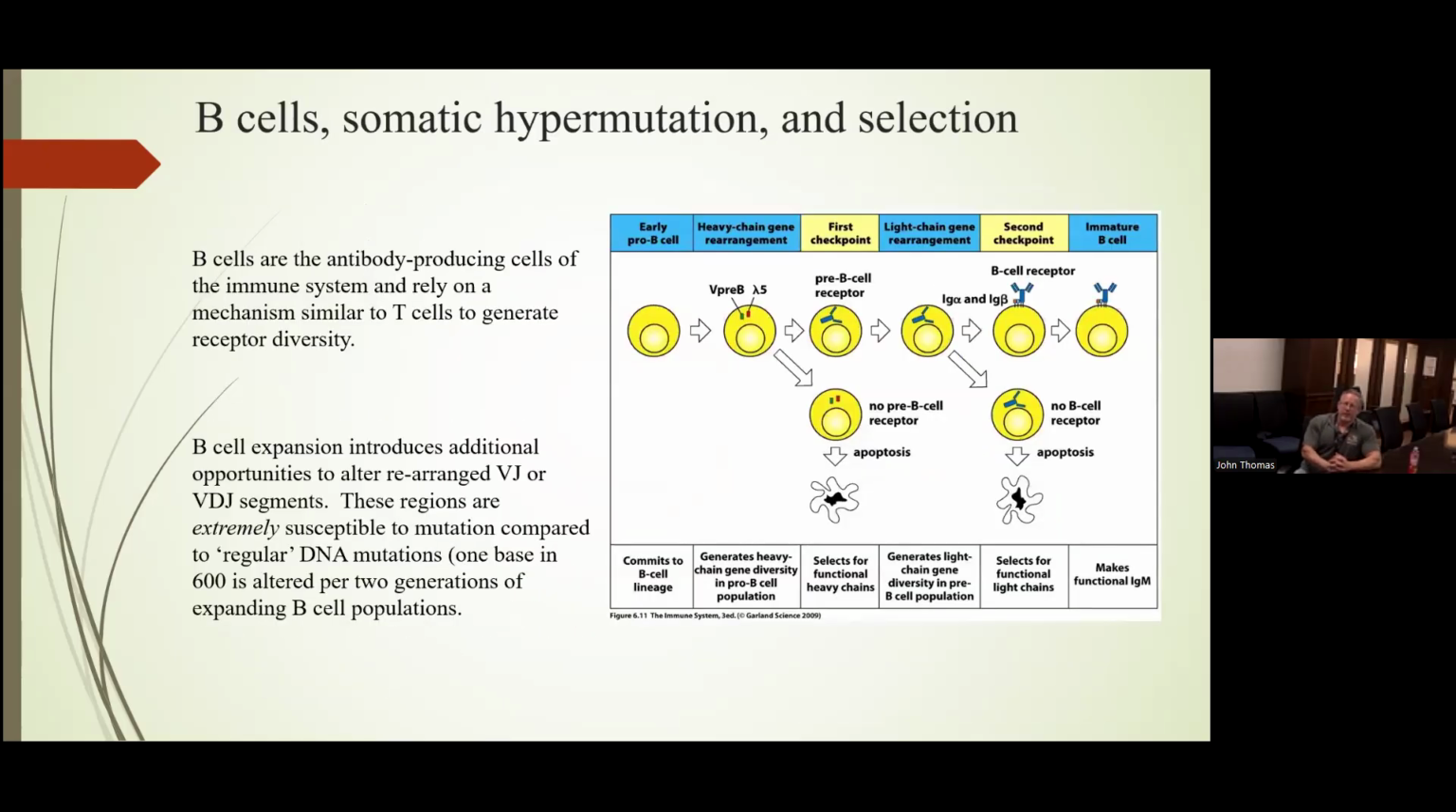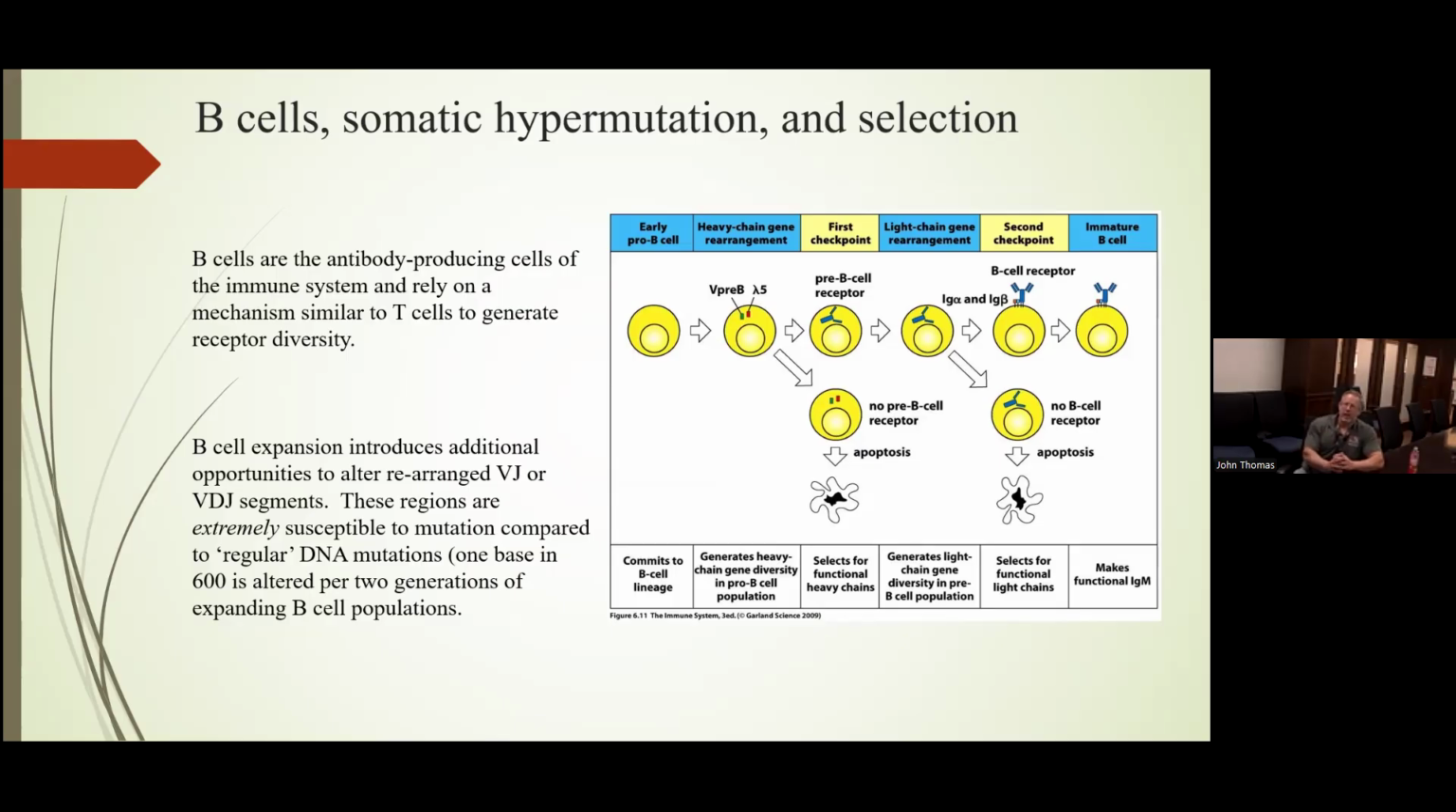Just as we spoke about with T cells having the ability to generate a vast repertoire of T cell receptors to be able to respond to an almost infinite number of pathogens, B cells carry a very similar mechanism that they rely on to generate B cell and antibody diversity. And this again, just as we saw with T cells and VDJ recombination of these variable segments within the receptor, B cells use a very similar mechanism. So B cells have what is known as the B cell receptor, the BCR, and this B cell receptor goes through various rearrangements, and these rearrangements are extremely susceptible to mutation compared to regular DNA mutations.